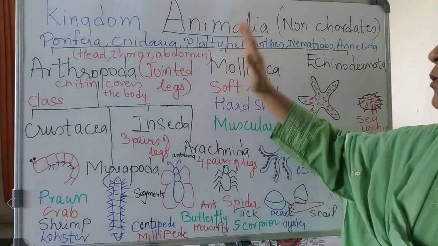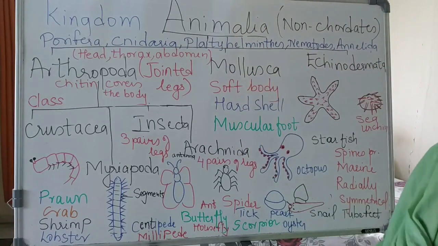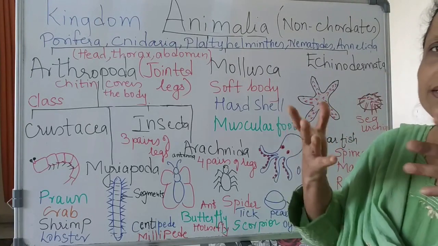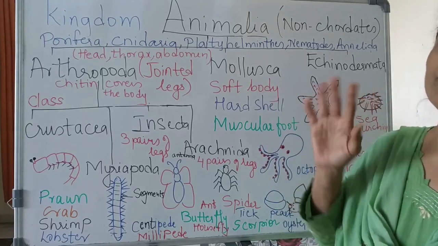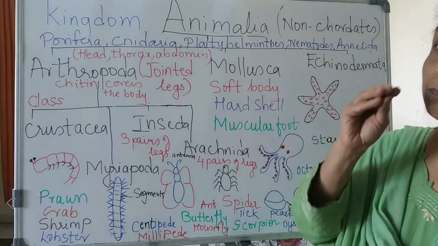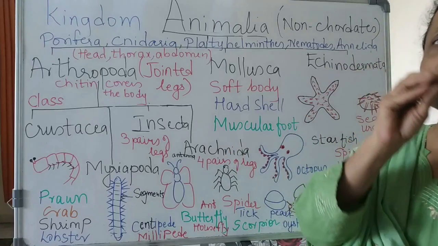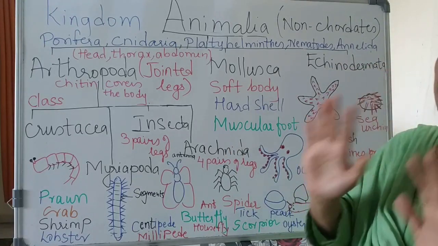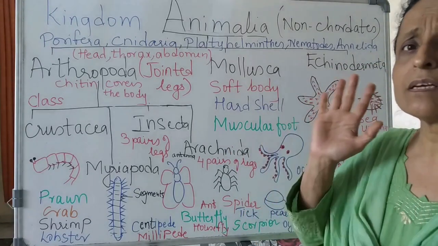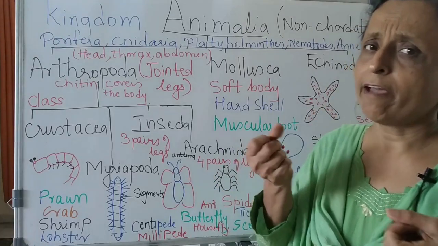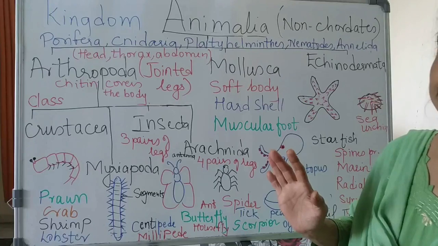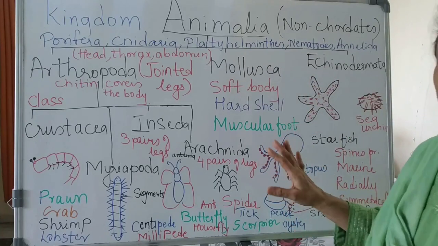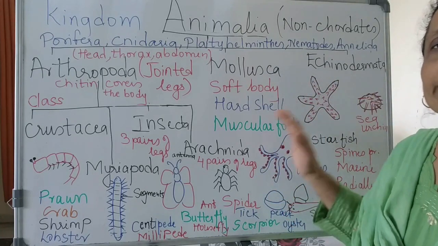Now we go to the next phylum, Mollusca. What is the main character of Mollusca? It has a soft body. The body is very soft and it is mostly marine, some in fresh water, but they are always in water. Molluscans are always in water. They have a very soft body and most of them have shells. Very few are without shells, but most of them have shells.